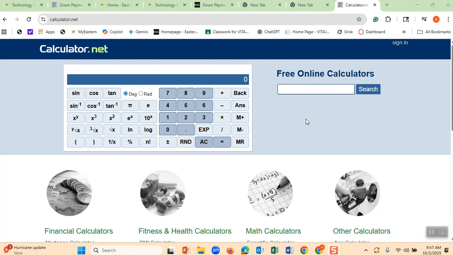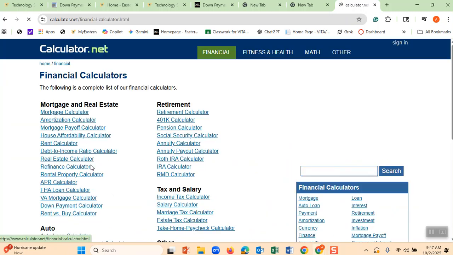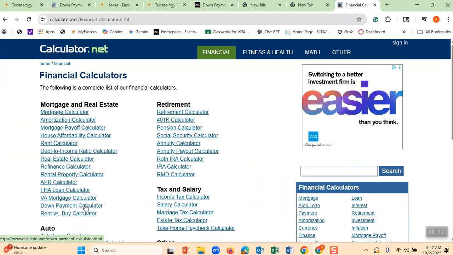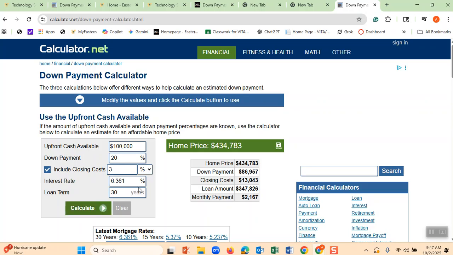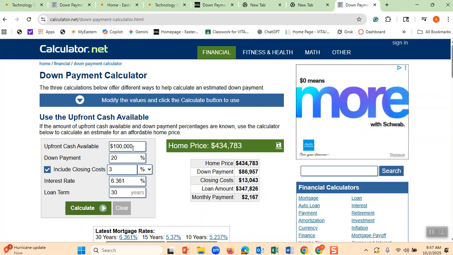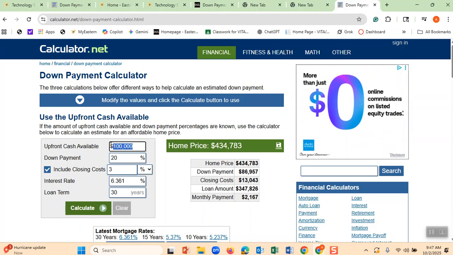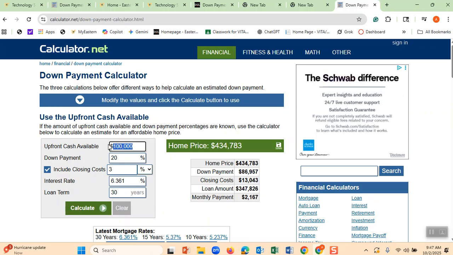Hello all. This calculation is for the down payment calculator. And here it is. Let's see what it means. Is that you have $100,000, and you know that this $100,000, if a house requires 20% down payment, how much of a house, what should be the price of the house that you can afford buying?